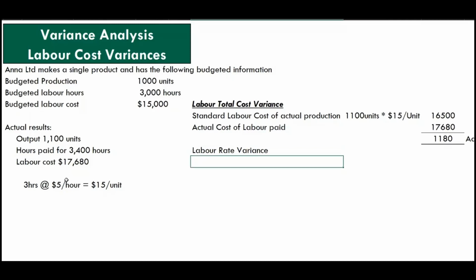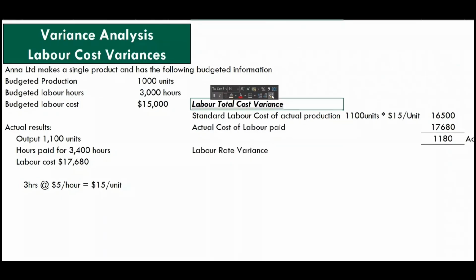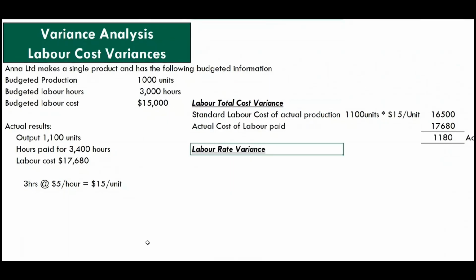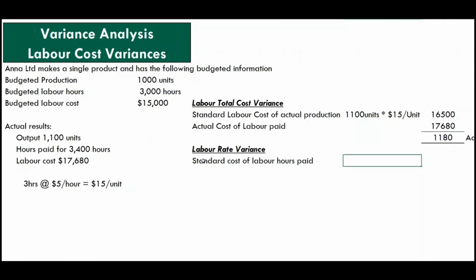For the labor rate variance, we're trying to check what happened with this $5. Did we actually pay $5 for every labor hour paid? So we ask ourselves, what is the standard cost of labor hours paid? The rate is to pay $5 for every hour we pay.